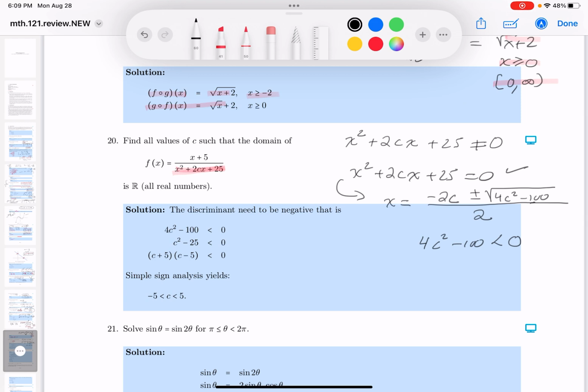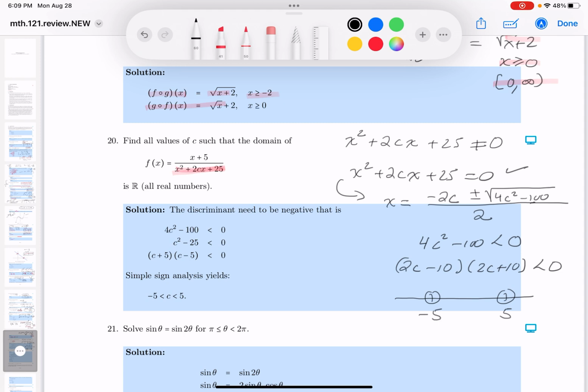Let me just factor that. What do you get? 2c minus 10, times 2c plus 10. The c might be throwing you, but anyway, let's put this down. I got 2 zeros. One would be 2c equals 10, which means c equals 5. And the other one would be minus 5.